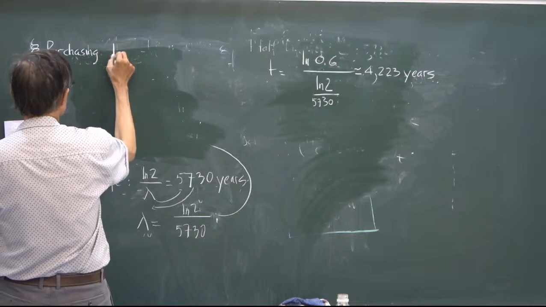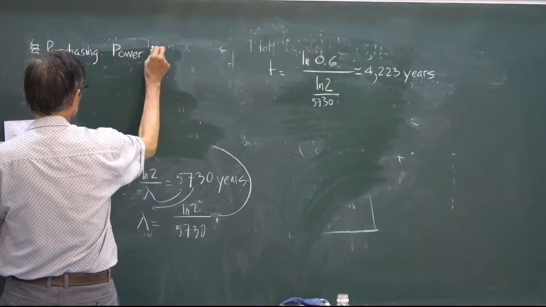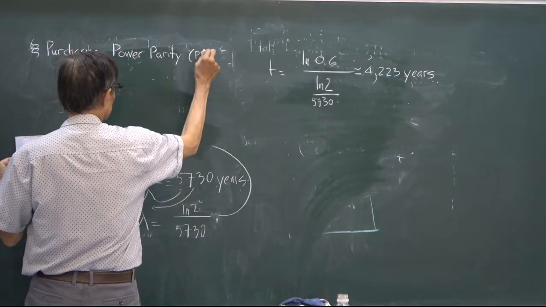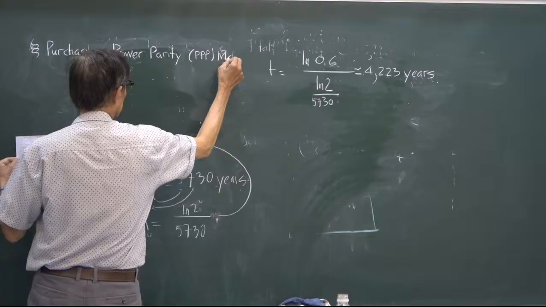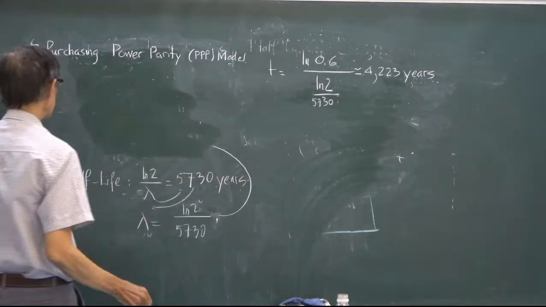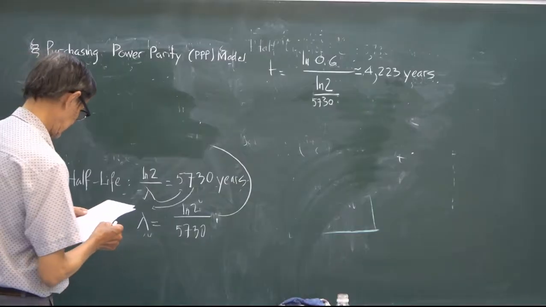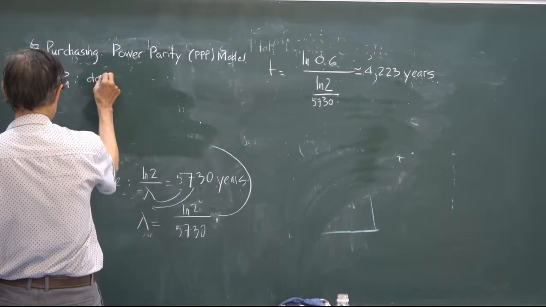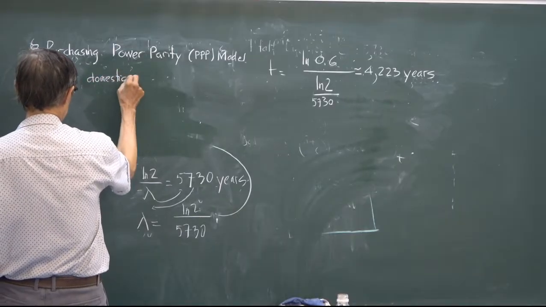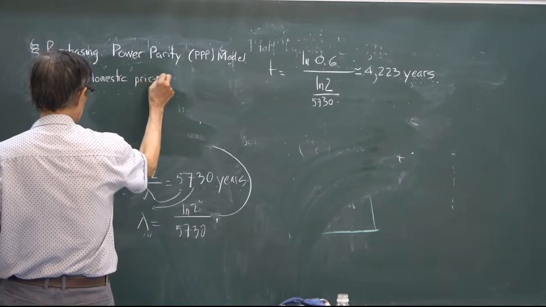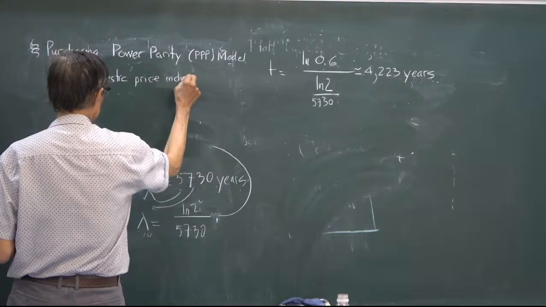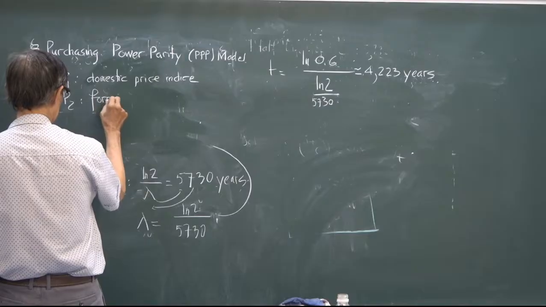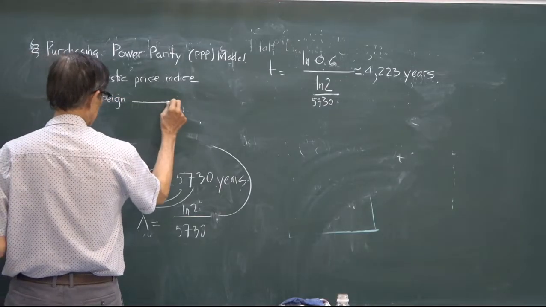Now we choose the purchasing power parity model, which is the purchasing power parity model. V1 is the domestic price index, V2 the foreign price index.